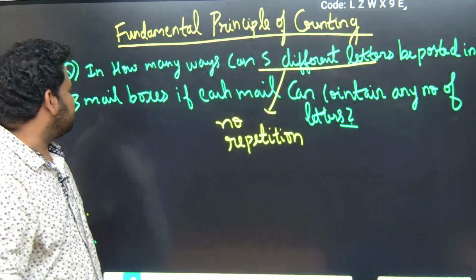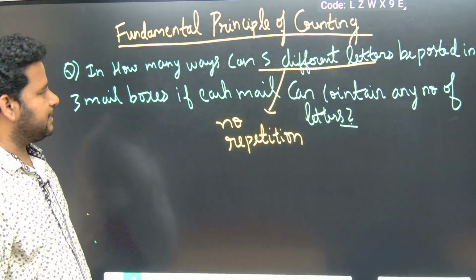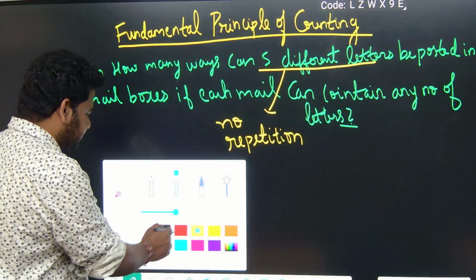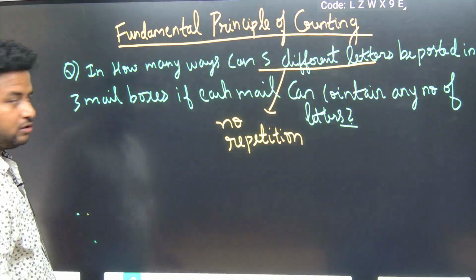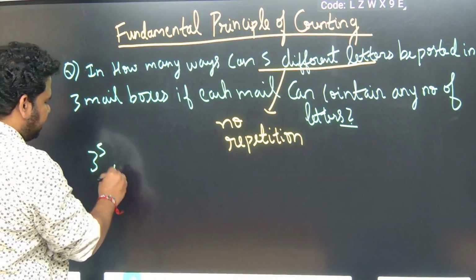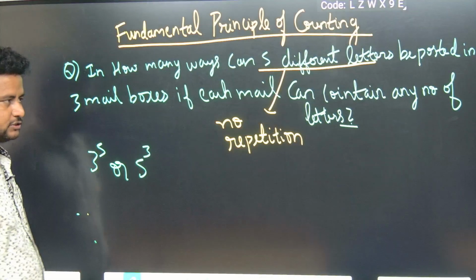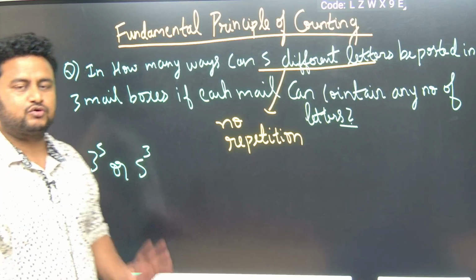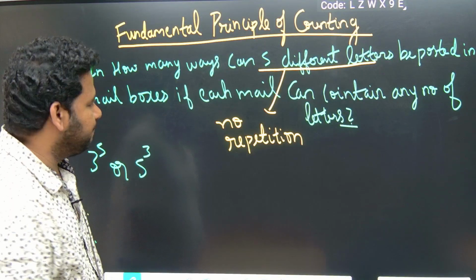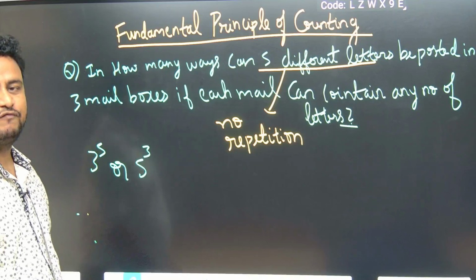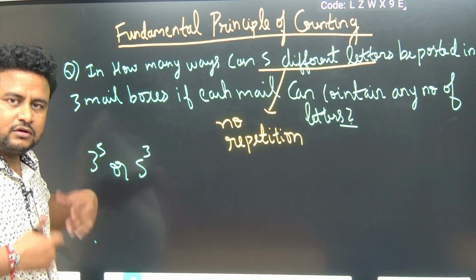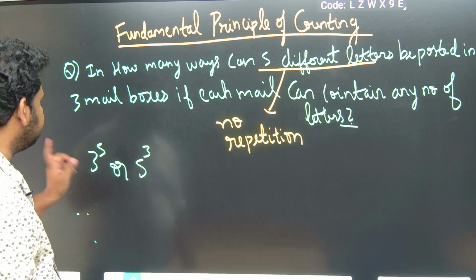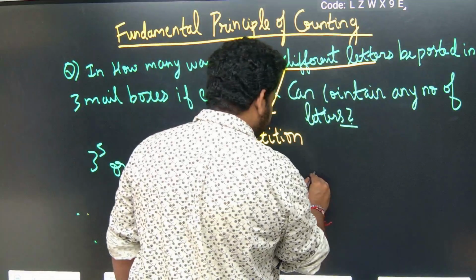They are telling us the letters can be posted in 3 mailboxes if each mailbox can contain any number of letters. So what do you mean by that? Any number of letters. So the answer can be either 3 to the power of 5 or 5 to the power of 3. You will be confused between these two answers, so today I am going to end that confusion once and for all, because I will tell you one trick that will be helpful for you. Even if you don't revise this, you will be able to remember it, because that is the beauty of the trick.